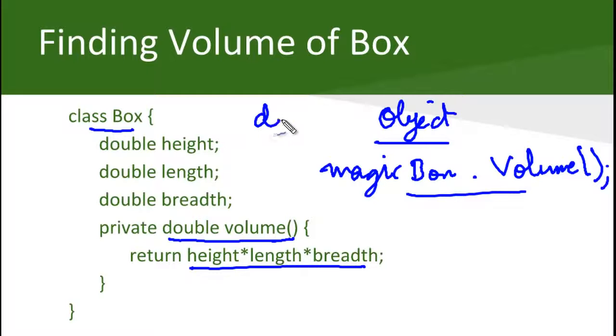So when we say double v equals magicbox.volume, it will return the volume of the magic box when height, length and breadth of the magic box are specified. This is the behavior or interaction of the class, and this is a method, and these are the states. Now notice that a method does not need a dot operator to access the fields of a class, because this is within the class.